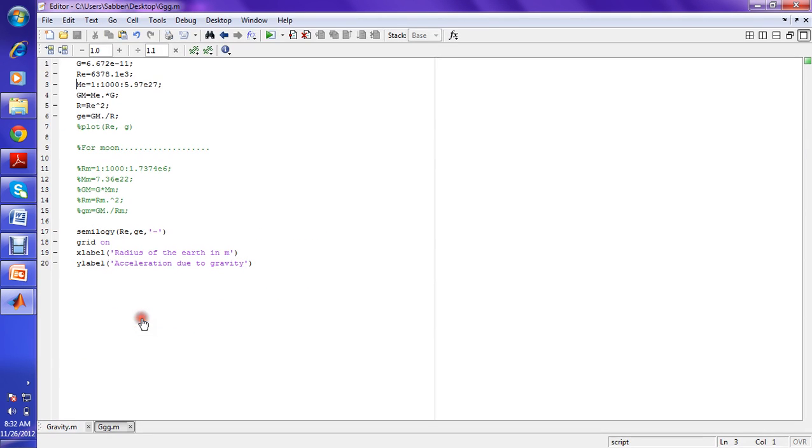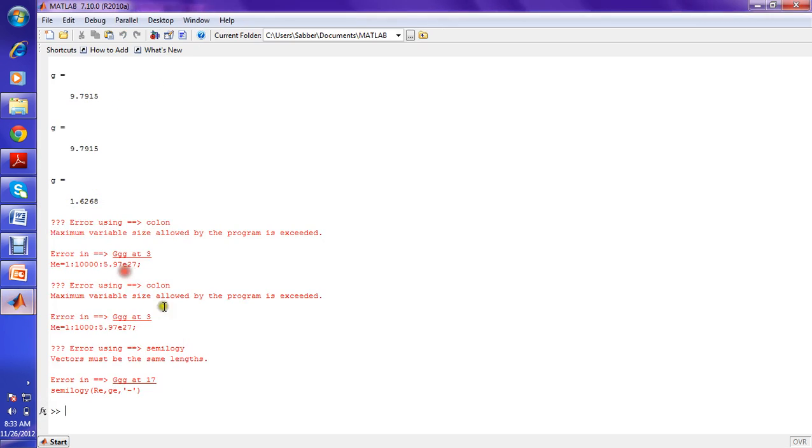What is that? I don't know. Okay, let's, into 1000 up to 1. Okay, let's see how bad it is. And I've got the same mistake here. Vectors must be the same length, and okay.